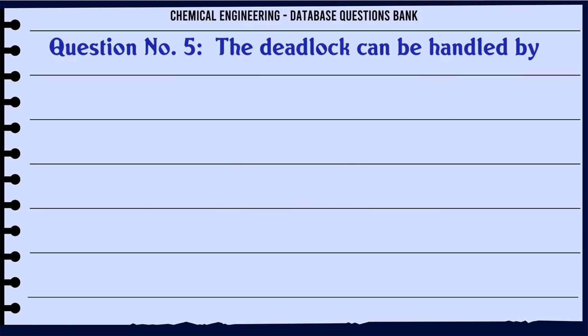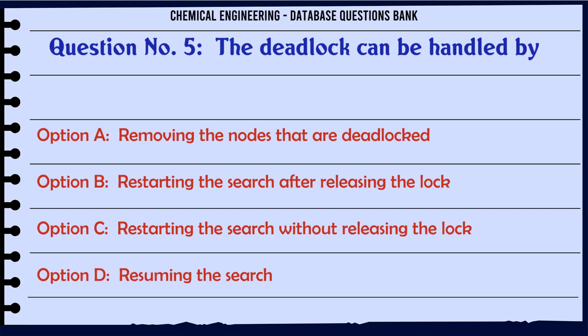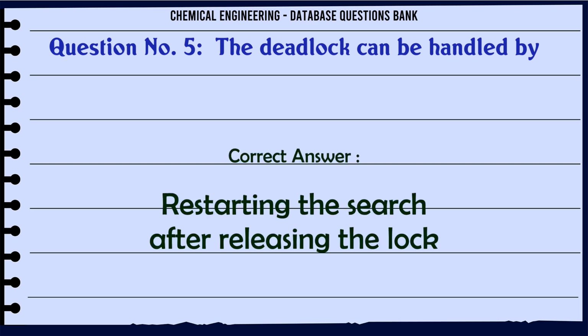The deadlock can be handled by A, removing the nodes that are deadlocked, B, restarting the search after releasing the lock, C, restarting the search without releasing the lock, D, resuming the search. The correct answer is restarting the search after releasing the lock.